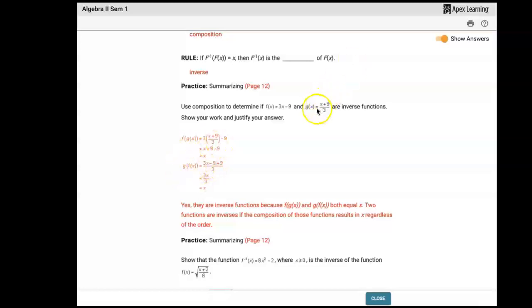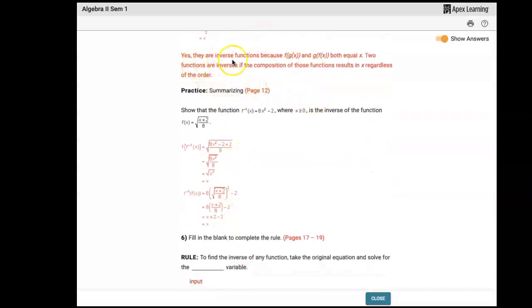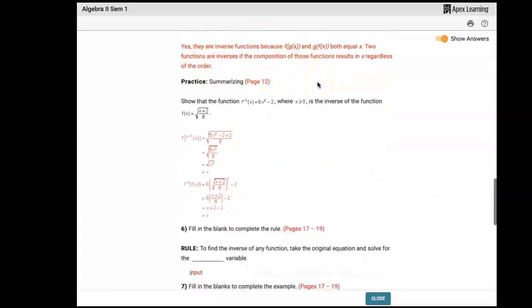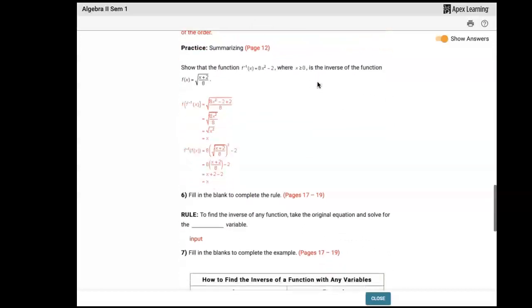So again, in g of x, instead of having x here, you're going to put 3x minus 9, right? So you have 3x minus 9 plus 9. That gets rid of that. You've got 3x over x gives you x. All right. And again, the logic is they both equal x. Therefore, they are inverses of each other.